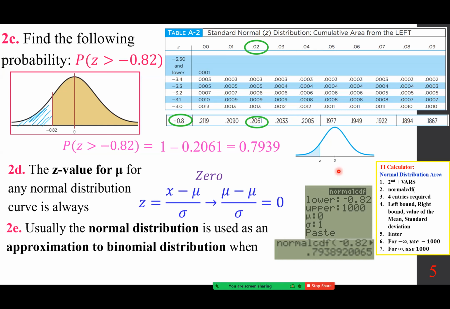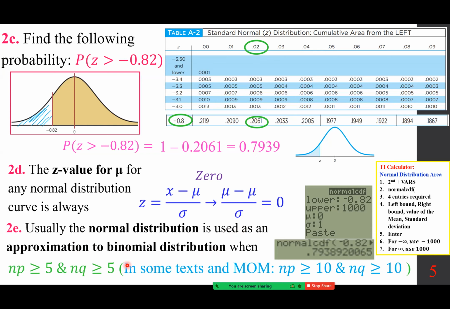Usually the normal distribution is used as an approximation to binomial distribution when np and nq, the product of np and nq, are large. How large is large? In some cases it's 5, in some texts they go for 10. For example, in MOM, they go for 10 by open math.